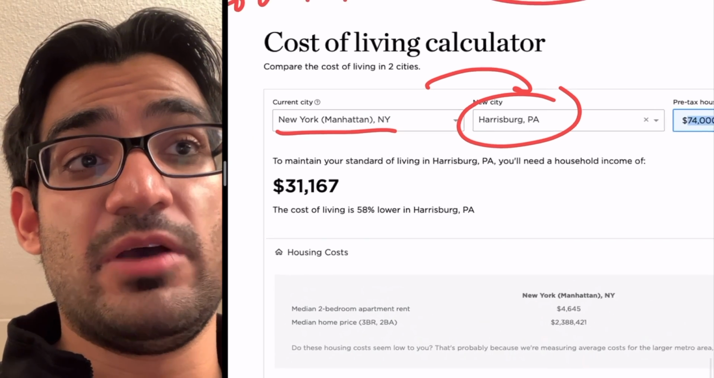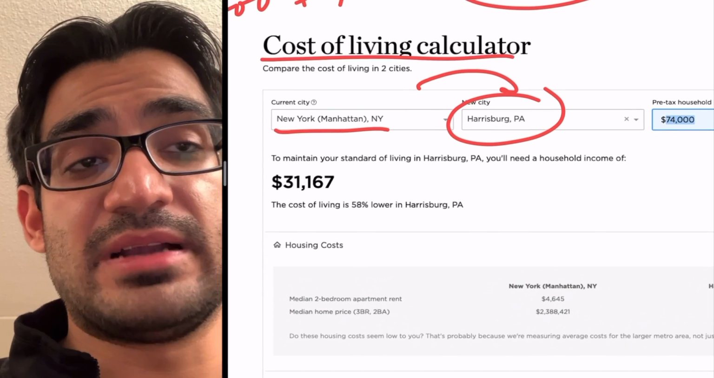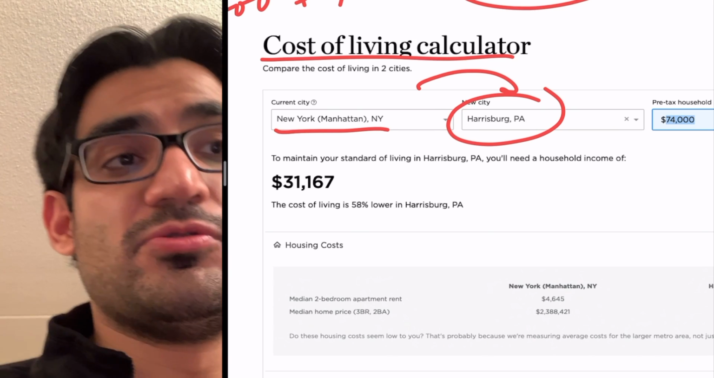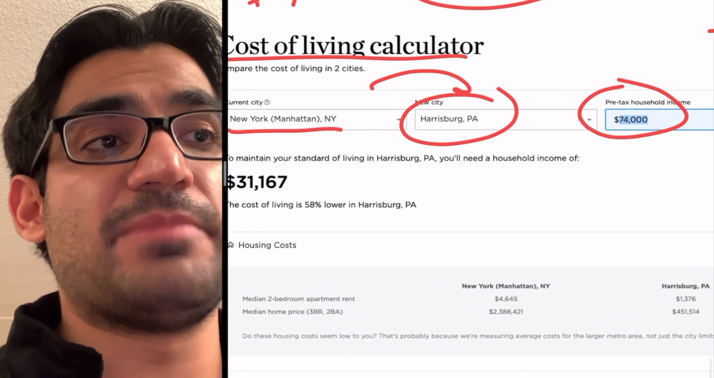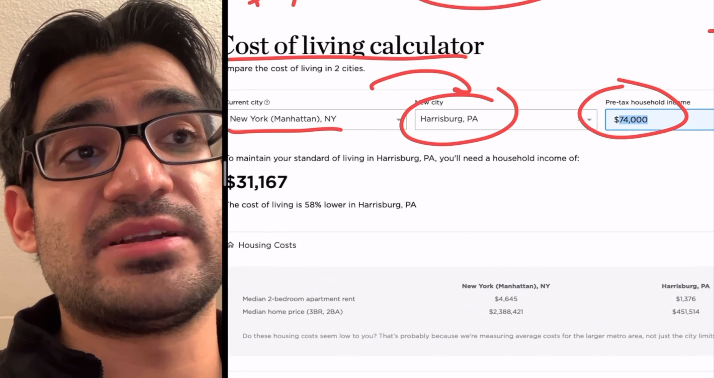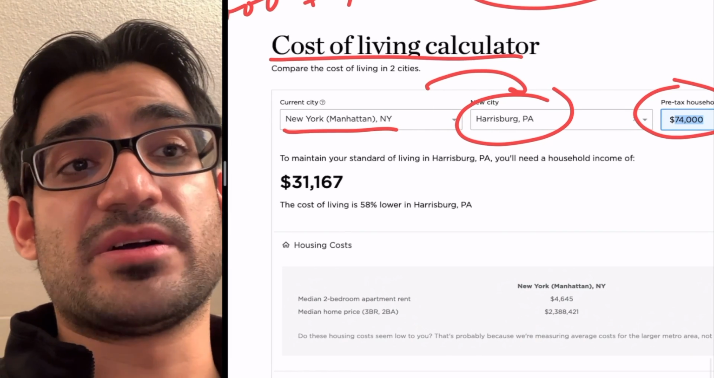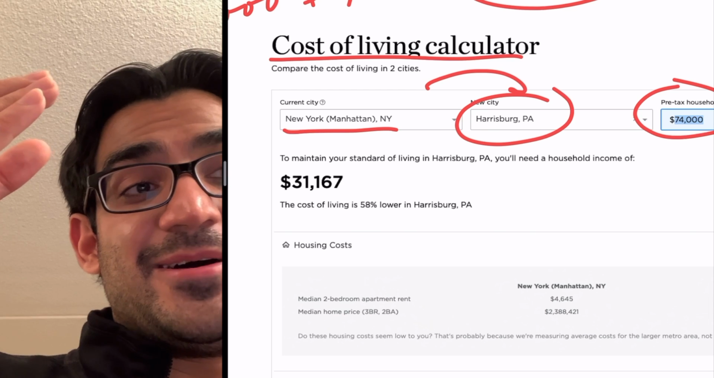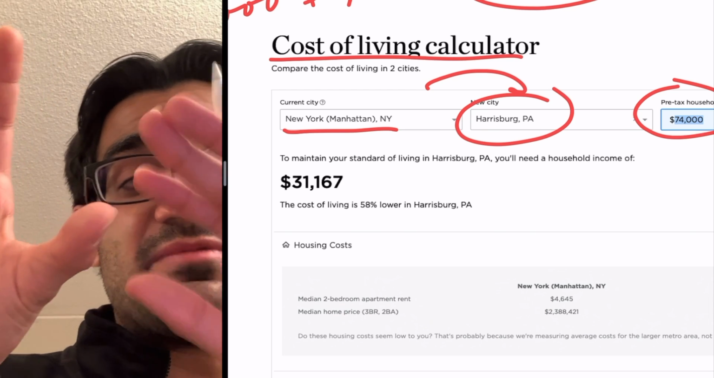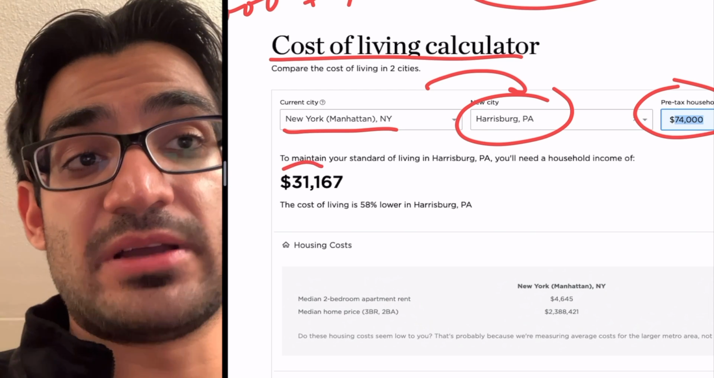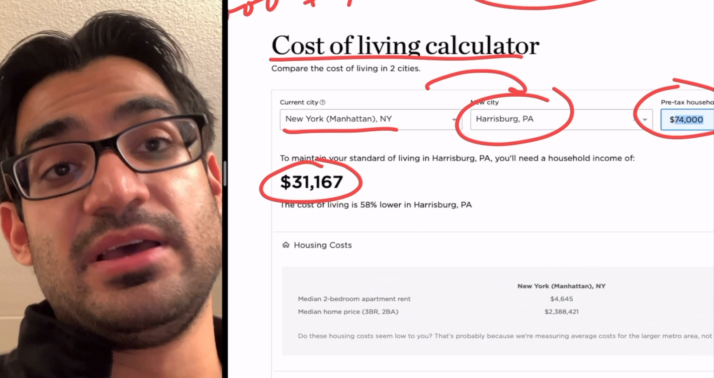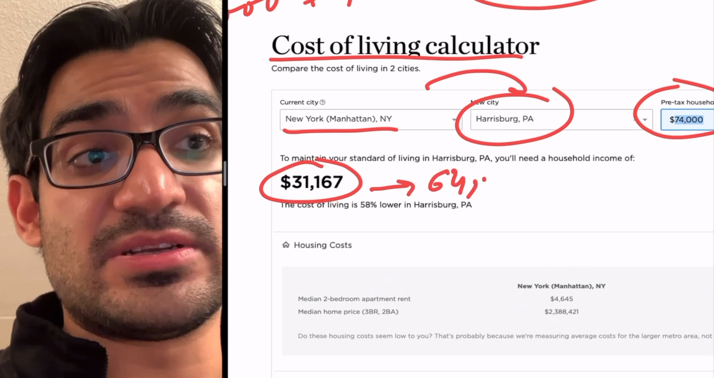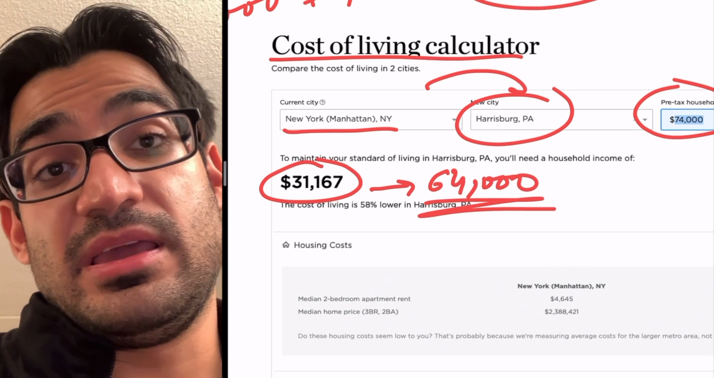But look here, when I use a cost of living calculator and I say I'm going to move from New York to Harrisburg, and I take my pre-tax household income, that is $74,000, from New York to Harrisburg, how much will I need to live at the same standard of living that I had in New York at $74,000? That would be $31,000. And my salary currently is $64,000. So there is a huge difference.